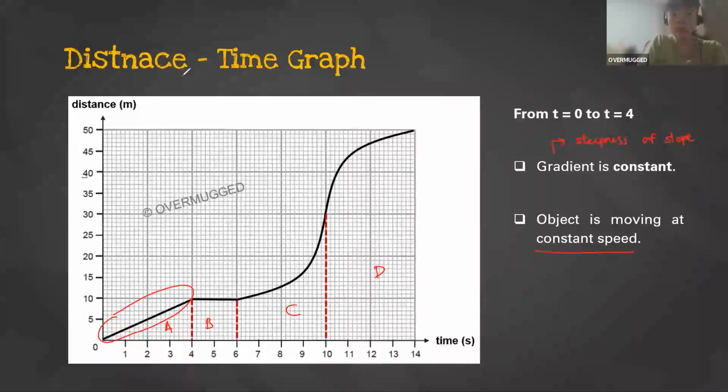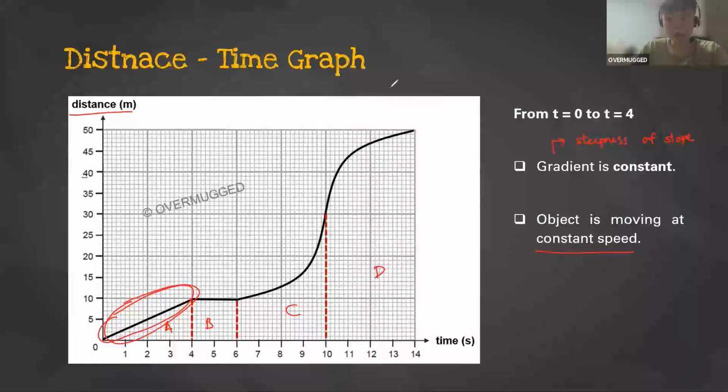The gradient for a distance time graph is the speed. That's something that you need to know as well, commonly tested in exam. I repeat again, the gradient for a distance time graph is the speed. Since the gradient over here is constant, the speed is constant.